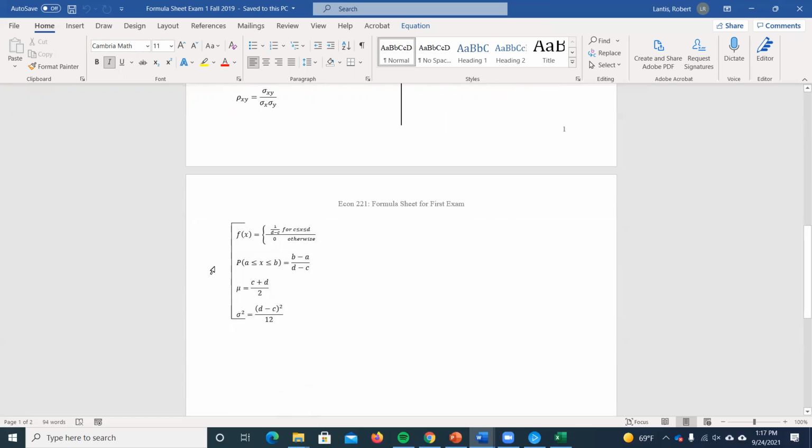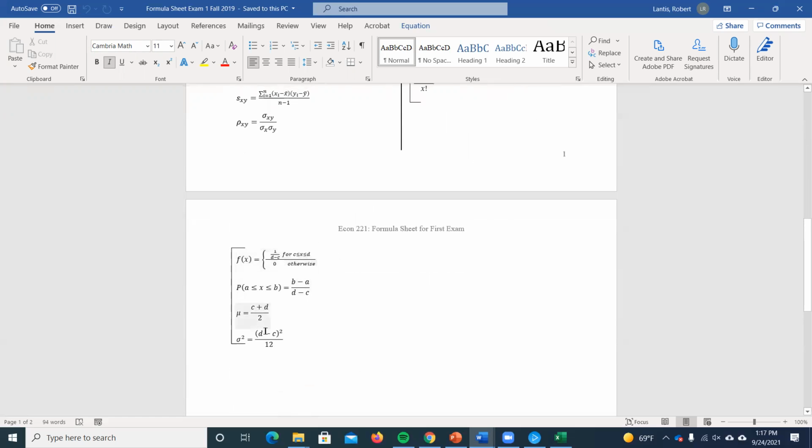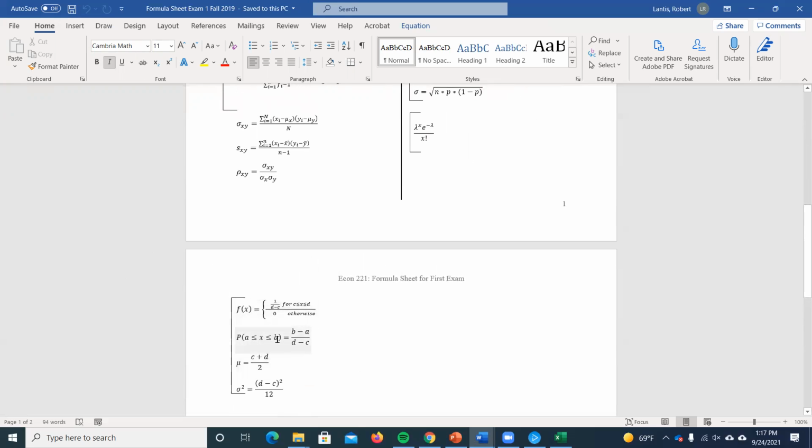Also, don't miss that there's a second page to this formula sheet. When I print it out, there will be a front and back side. The uniform distribution equations will be on the back. Okay, so that's just our mean, our variance, and then that density function, which I honestly think is easier to handle by drawing the visual and finding the area of a rectangle, but there we go.